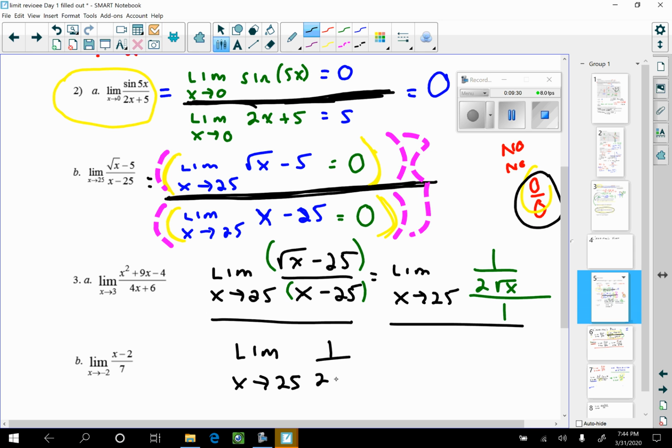1 over 2 square root of x divided by 1 is just 1 over 2 square root of x. And now I'm going to do direct substitution. The square root of 25 is 5, and that's simply going to equal 1/10.